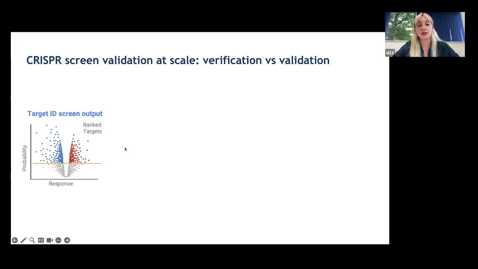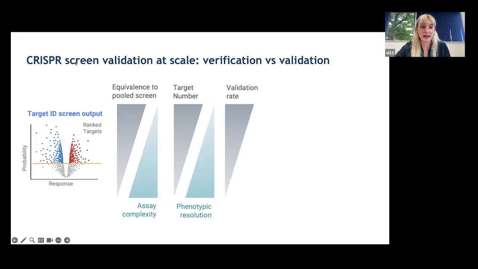When you then move on to designing your validation screen, there's a key decision to be made on how equivalent you want that screen to be to your initial pooled screen. So what I've got here is a sliding scale where, up here, we consider the equivalence to the pooled screen to be a technical replicate, so you perform the exact same whole genome screen. And down the other end of the spectrum is, say, moving into a knockout mouse model with a very limited set of targets.